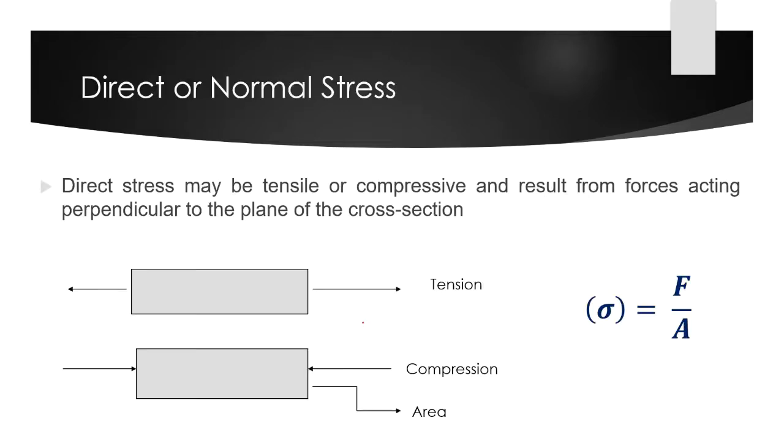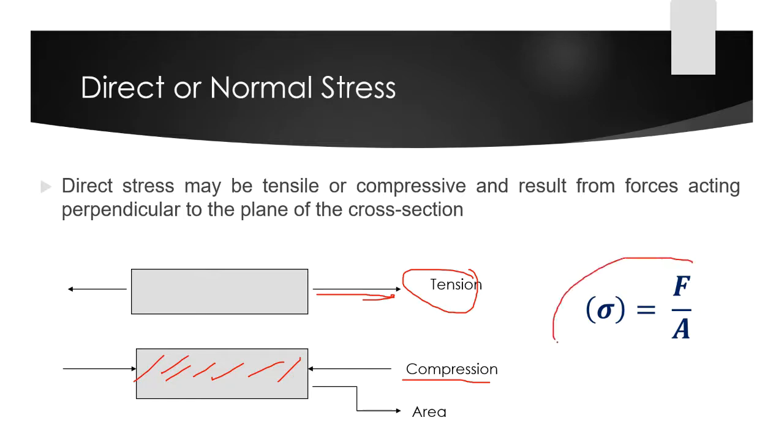So now let's discuss what is direct or normal stress. Direct stress may be tensile or compressive and results from forces acting perpendicular to the plane of the cross-section. So if the force is pulling our object, that is what we call tension. But if the force is compressing our object, that is what we call compression. And the area is this one, the area of our object.